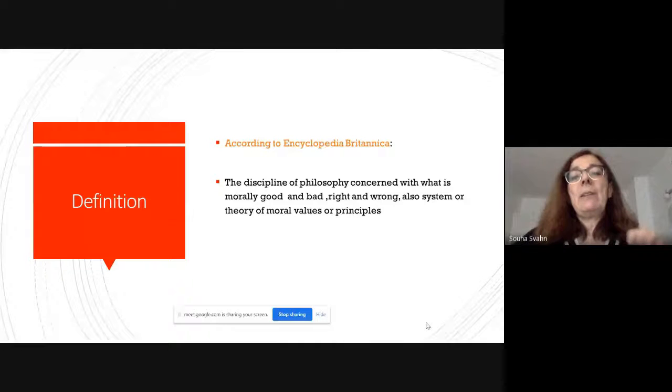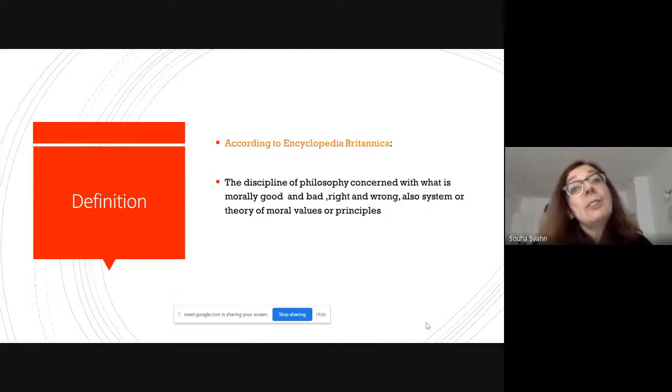I think we stopped at the definition. According to the Encyclopedia Britannica, ethics is the discipline of philosophy concerned with what is morally good and bad, right and wrong; also a system or theory of moral values and principles. And I will add also conscience, because if you don't do well according to your own values, if you don't do good, if you don't do right, can you sleep at night? Our conscience sometimes works even more than anything else.